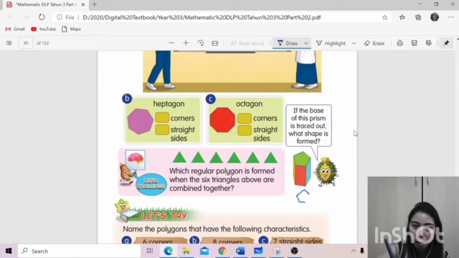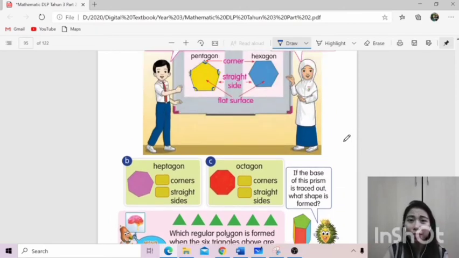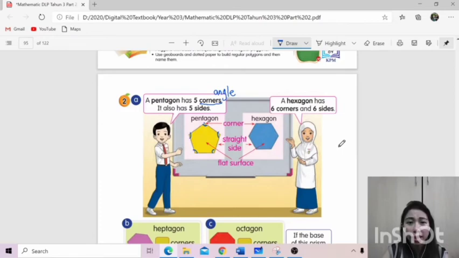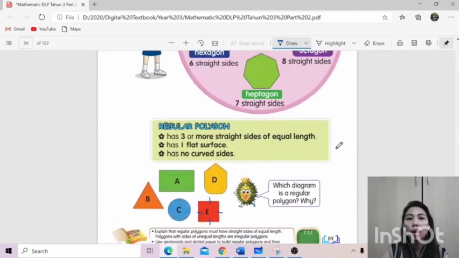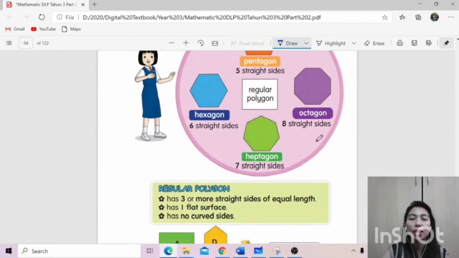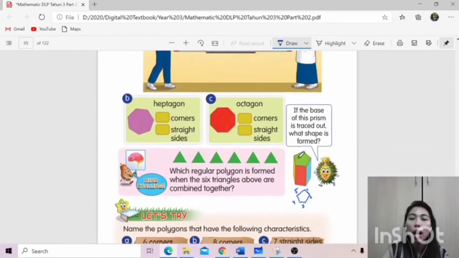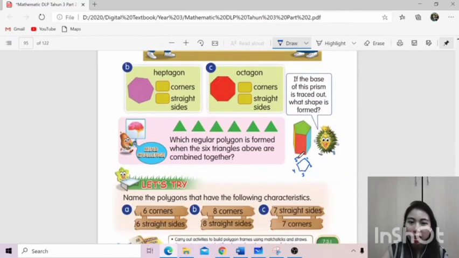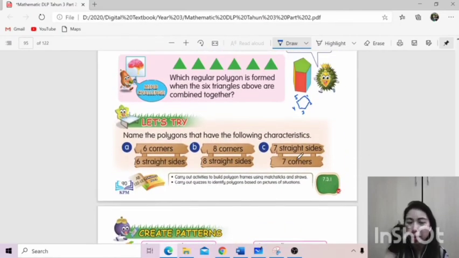So what is the shape? Okay, so you have to count how many sides? 1, 2, 3, 4, and 5. So all equal length, equal angle. So we call it, if it has 5 sides, is it a hepta, hexa, penta, or octa? So it's 5 sides, it's a pentagon. Okay, so pentagon.